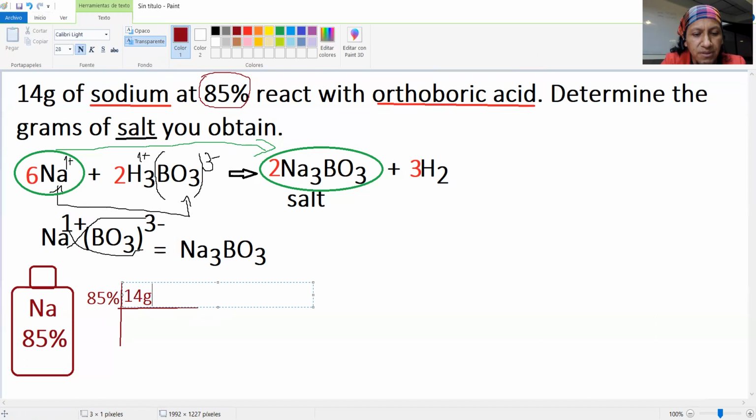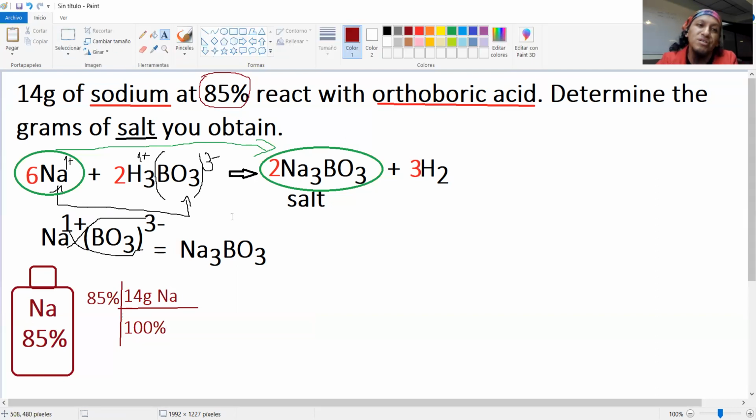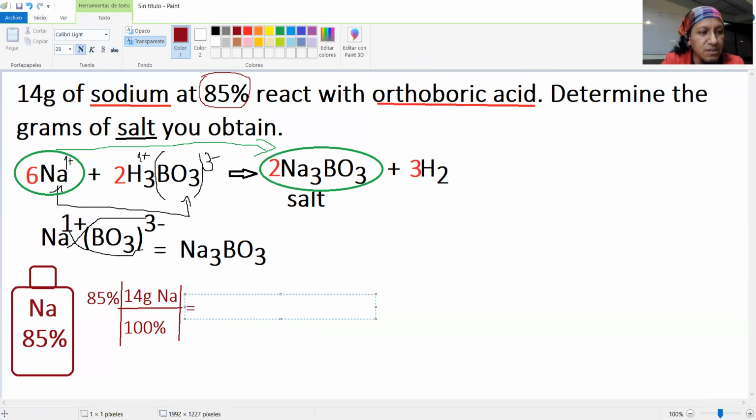There are 14 grams of sodium in 100 grams of sample, because your total sample is 14 grams. It says 85%. You do the conversion, right? And you put the equals there. You multiply the 85 times 14. You insert that value into the calculator. It's going to be 11.9 grams of sodium.